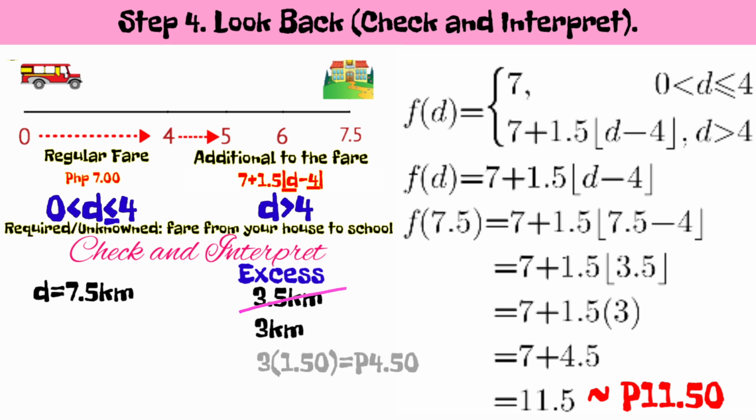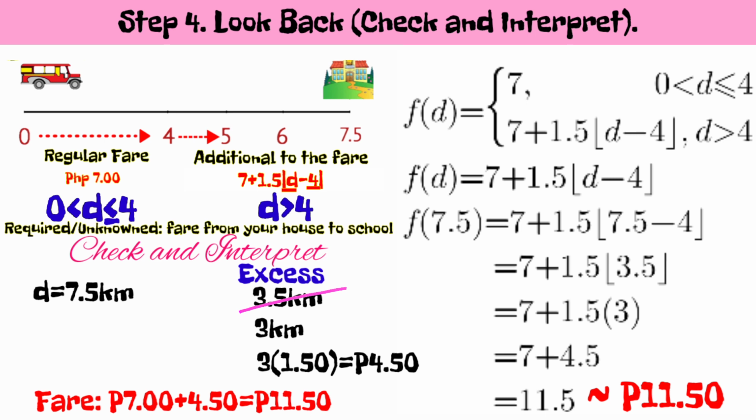So 3 kilometers times 1 peso and 50 cents is 4 pesos and 50 cents, plus the regular fare of 7 pesos. So that is 11 pesos and 50 centavos. Hence, our answer makes sense, or our answer is correct.